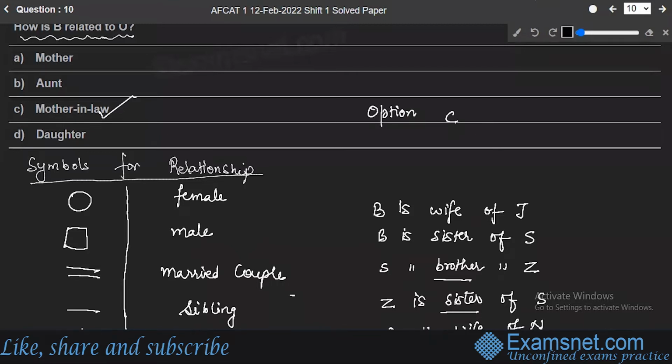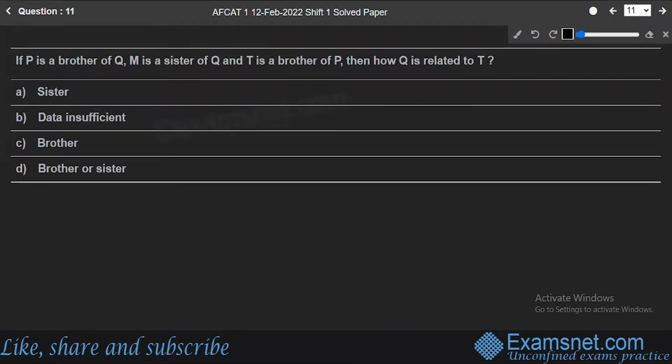So now let's move to the next question. Question number 11. If P is brother of Q, M is sister of Q, T is brother of P, then how is Q related to T? See, this problem is exactly looking like the one we just solved. So I'll be using the same approach which I used in the last question to solve this one as well.